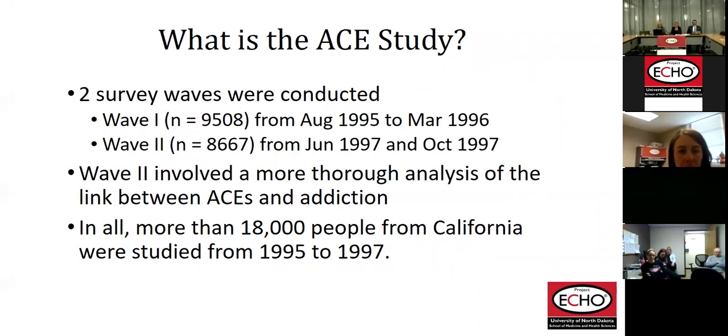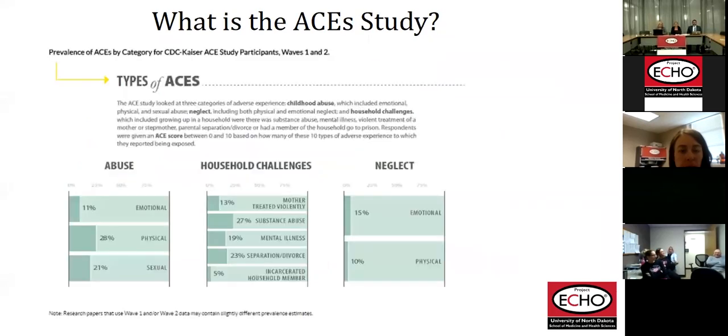So there were 2 waves of the study, and they gave the timeframes there. It was a survey of over 18,000 people, so that's a good number. But it was really the second wave that focused more on the linkage between ACEs and addiction. So this was a slide meant to show the prevalence. When they looked at it, what were the prevalences of how many people indicated these ACEs?